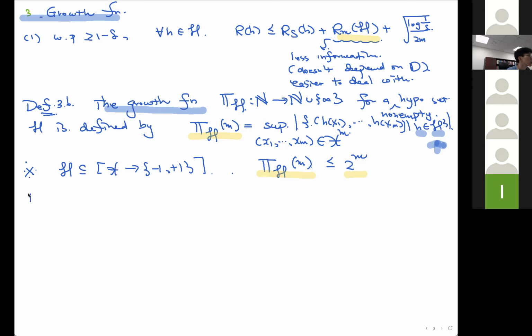So lemma is called. I think the better way to do this is to just give you the conclusion first. So the conclusion is theorem 3.9.